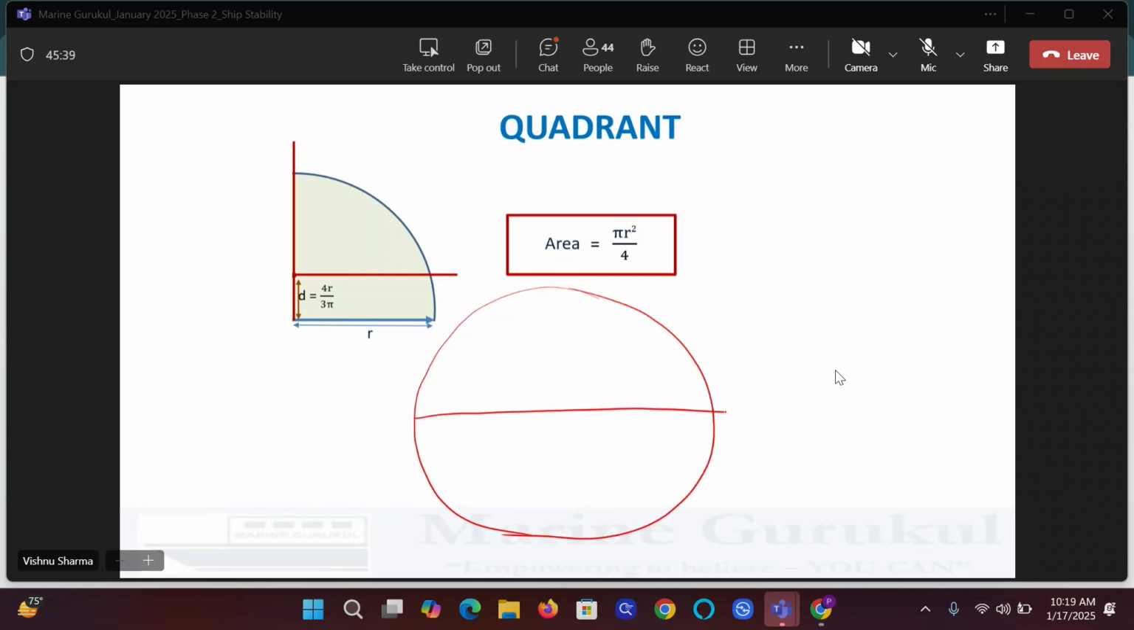Now, when I take this semicircle, which semicircle? The semicircle in red, this one. Where is the geometric center of this semicircle? The geometric center of this semicircle is here. Am I right, guys? At what distance? 4r by 3 pi. Correct? Am I right? Correct, beta?